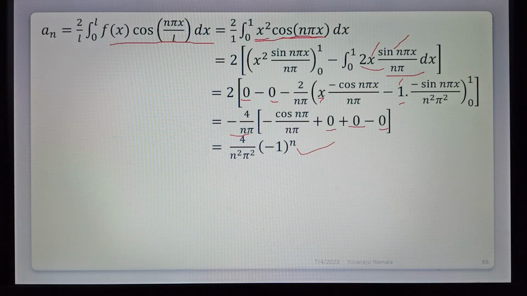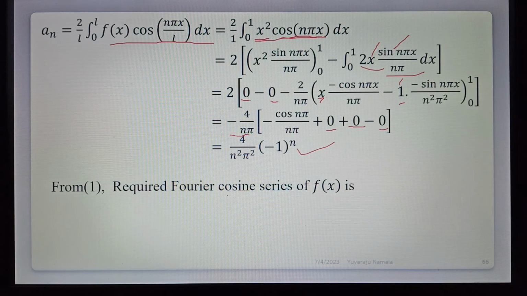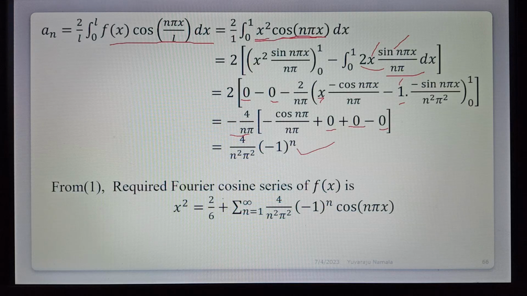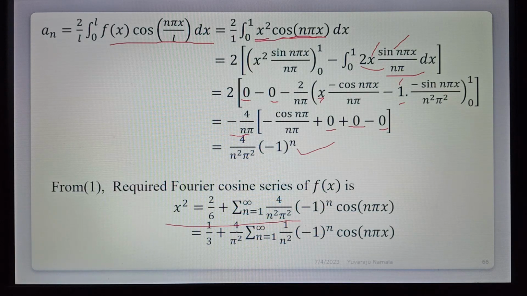Substituting a0 and an in equation 1, the required Fourier cosine series of f of x is x square is equal to 1 by 3 plus 4 by pi square summation n is equal to 1 to infinity 1 by n square into minus 1 power n into cos n pi x. This is the required Fourier cosine series.